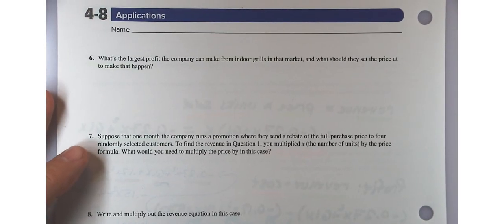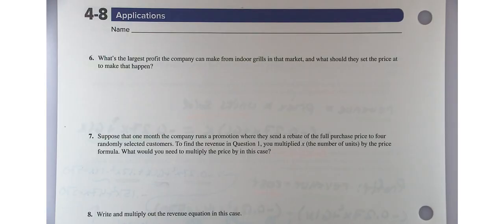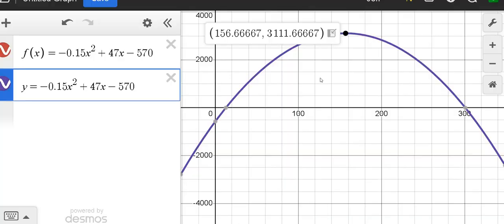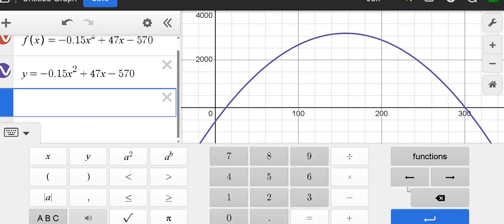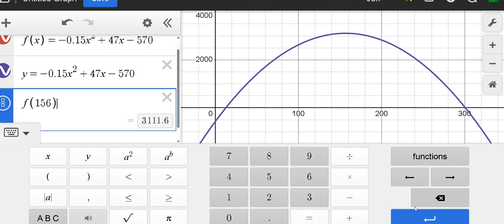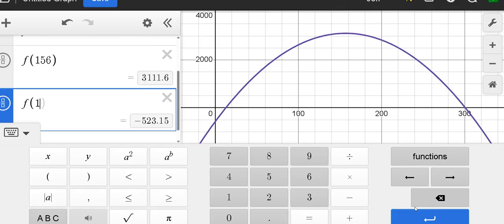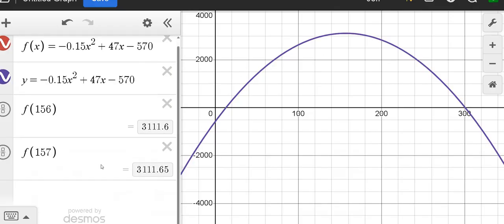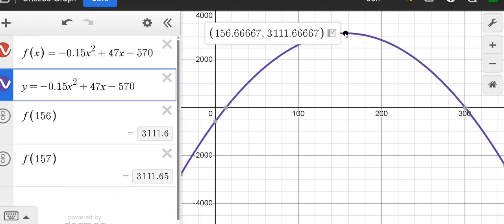What's the largest profit they can make from the, let's see. That's $3,111 and, let's see. We should probably try a couple things. F of 156 and F of 157. Why am I trying both of these two? Why can't I just answer 156 and 2/3? Yeah, you can't make 2/3 of a grill. Thank you both.